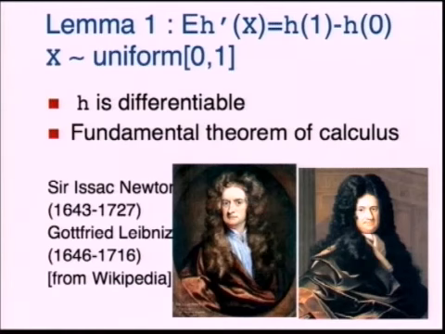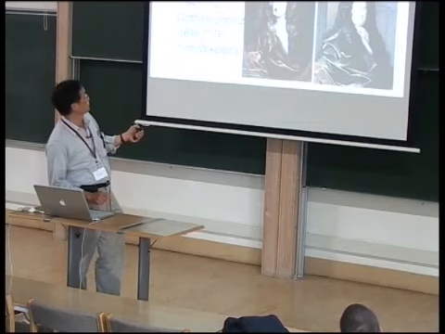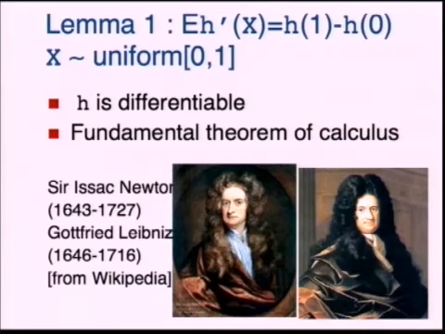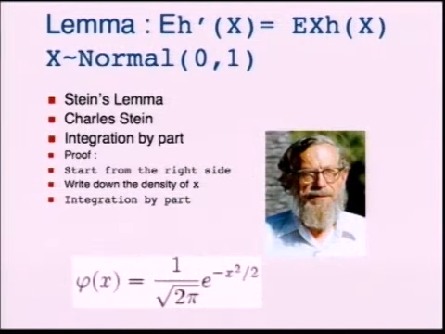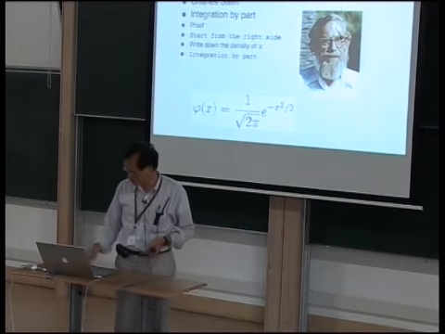The fundamental theorem of calculus states this: you have the function, take the derivative, integrate, and if x is uniform, then that is equal to the difference between h(1) and h(0). And Charles Stein simply replaced it by the normal. If you have a normal, then on the right-hand side, it becomes x times h of x. So you can get rid of the derivative easily if you have a normal distribution.